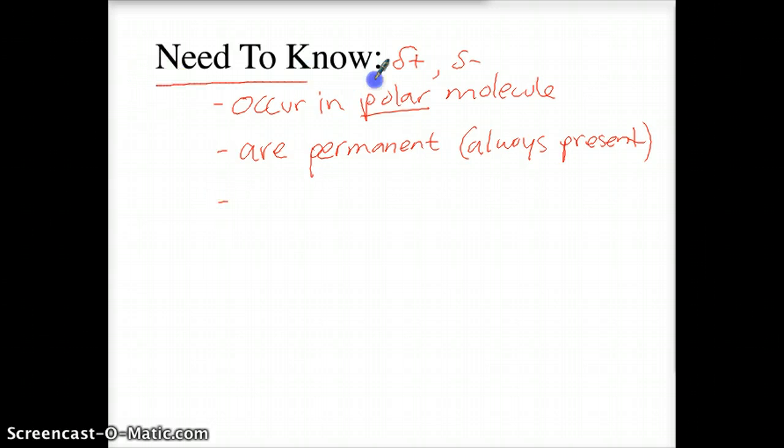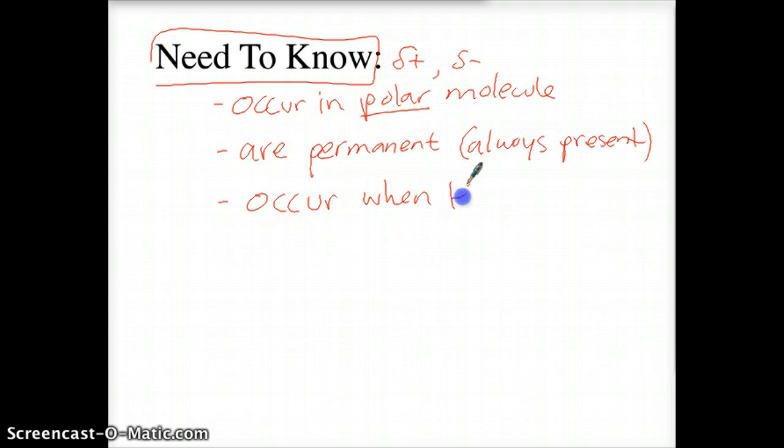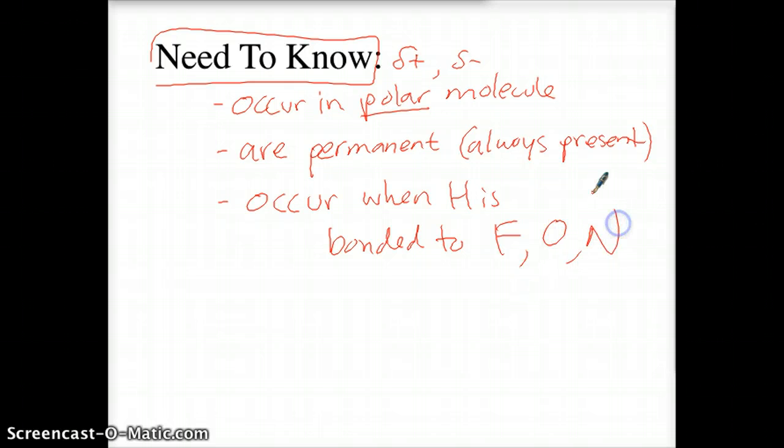The other thing we need to know about hydrogen bonds, and this is the most important fact, is that they only occur in molecules when hydrogen is bonded to an F, an O, or an N: a fluorine, an oxygen, or a nitrogen. Sometimes called the Fonz. An old TV show, no one's going to get that reference in here. But anyways, Fonz: if hydrogen is bonded to a fluorine, an oxygen, or a nitrogen, then hydrogen bonding can occur.